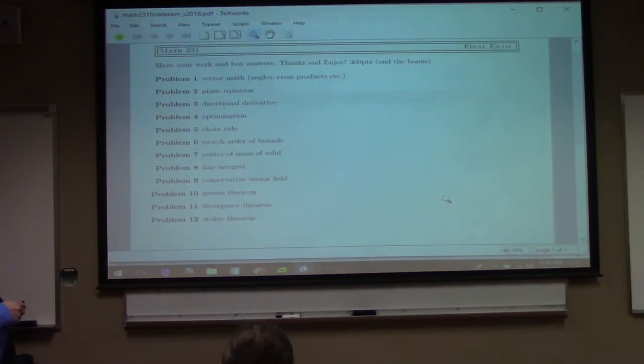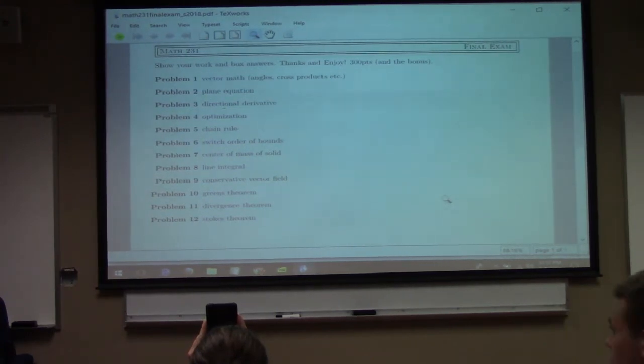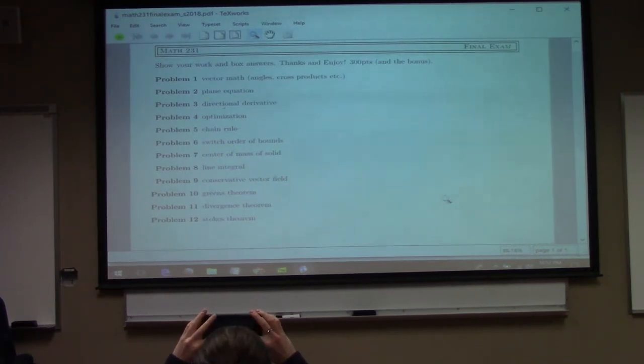Problem 2, maybe something about a plane equation, like here's a point off the plane, how far is it from the point to the plane? Directional derivatives, what was a typical directional derivative question? How about, here's a function of x and y, here's a point, is it possible for this function to change at the rate of 13? What would you do then?